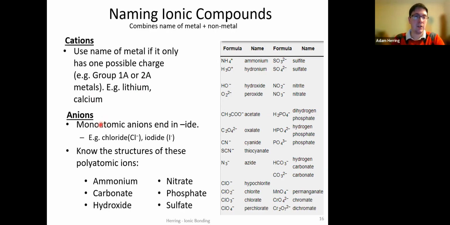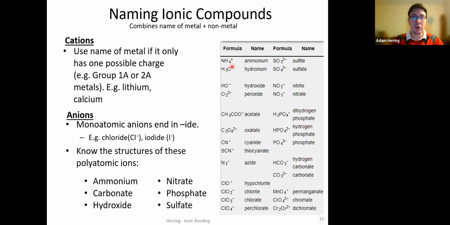For anions, there are monoatomic anions. These are elements that are just one element. These end in ide, so chloride, fluoride, iodide, oxide, sulfide, etc. So take any of the nonmetals on the right side of the periodic table, and they end up with an ide ending. There are also polyatomic ions.